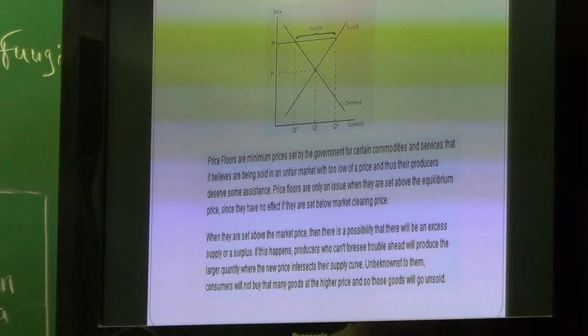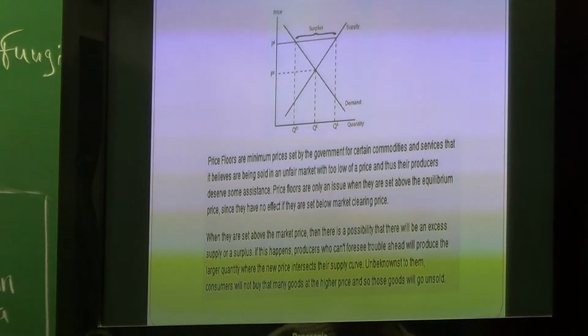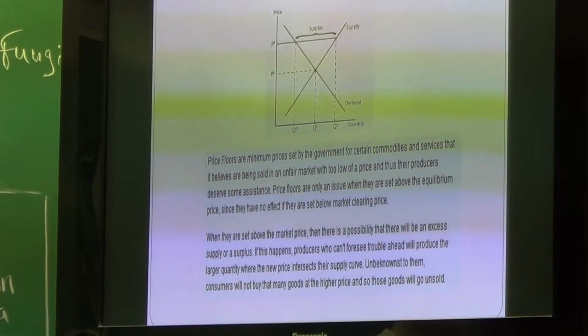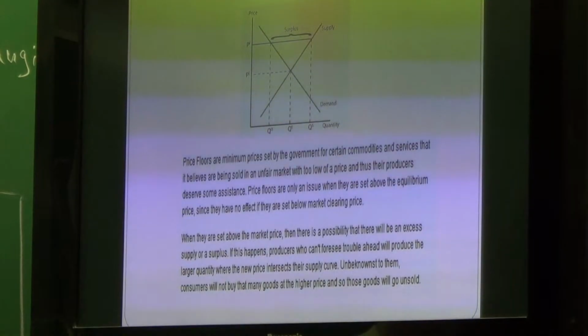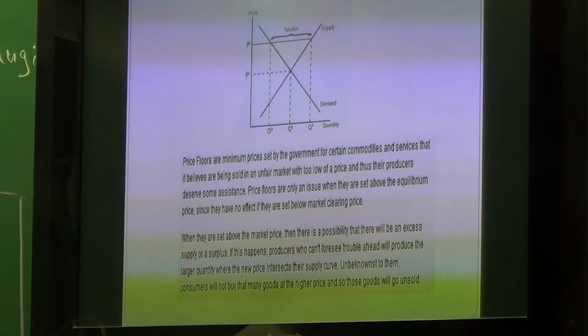When they are set above the market price, there's a possibility that there will be an excess supply or surplus. If this happens, producers who can't foresee trouble ahead will produce the larger quantity where the new price intersects their supply curve. Unbeknownst to them, consumers will not buy that many goods at the higher price, and so those goods will go unsold. Alright, so then they would have to lower their price to get rid of that excess that they produced.